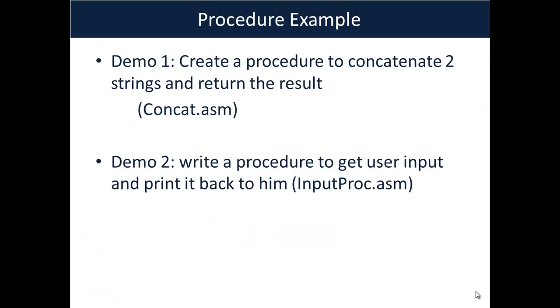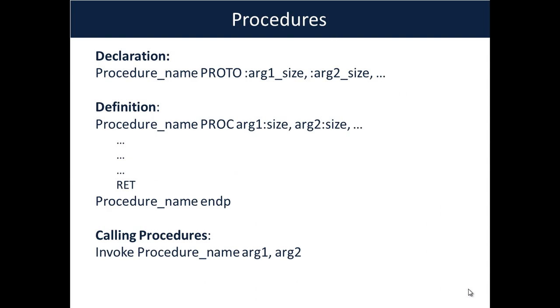So this is how procedures are written, and you can experiment with them. The whole idea, if I were to summarize, is first to declare the prototype, then finally the definition somewhere else in the code, and you can call procedures in a very simple way by using the invoke keyword.